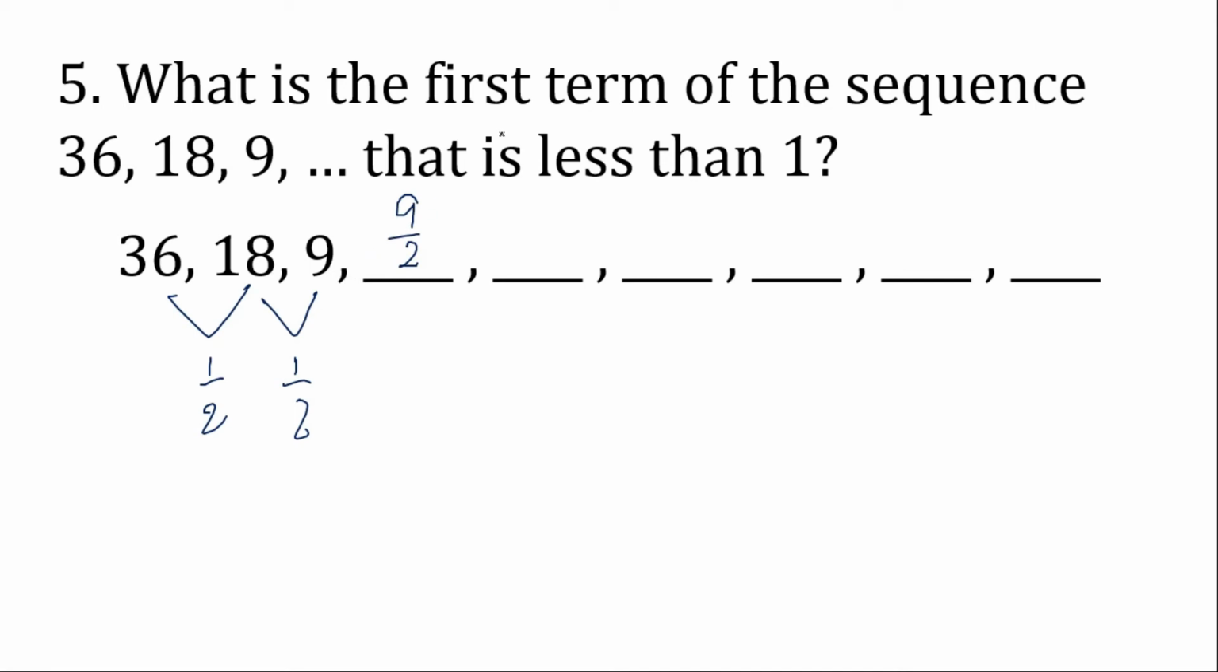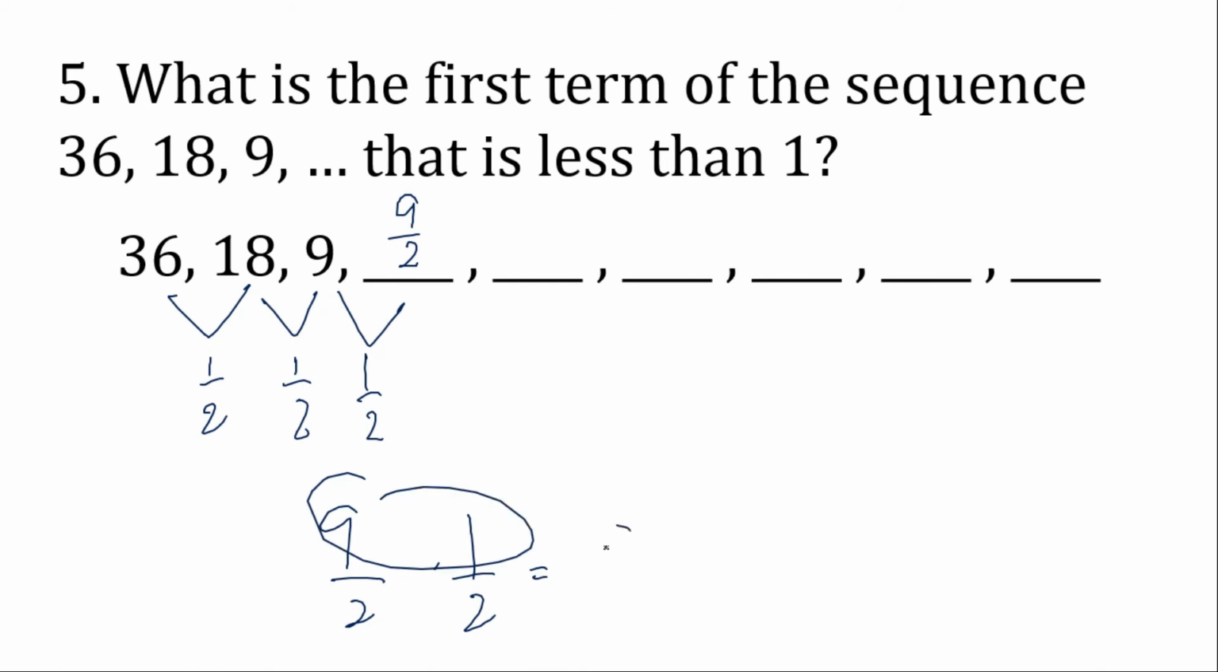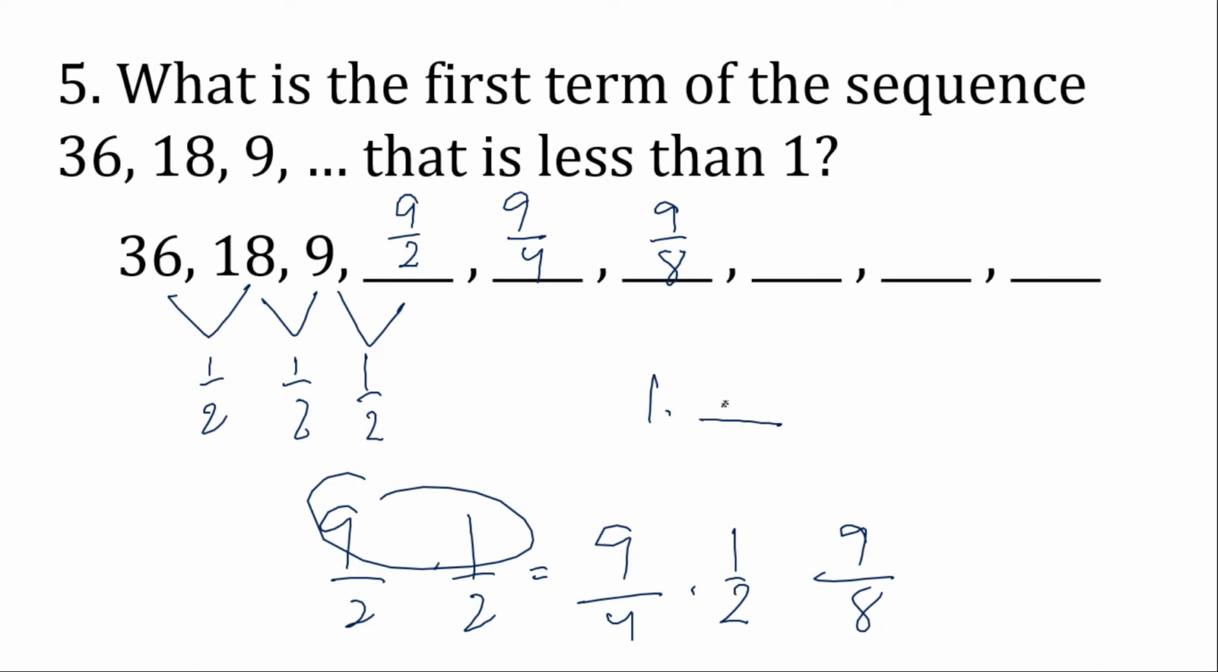Now 9 times 1/2 again, that would be 9 over 2 times 1/2. Numerator to numerator, that is 9 over 4. 9 over 4 times 1/2 again would be 9 over 8. If we divide 9 over 8, we have 1 point something. So that is not less than 1 yet.